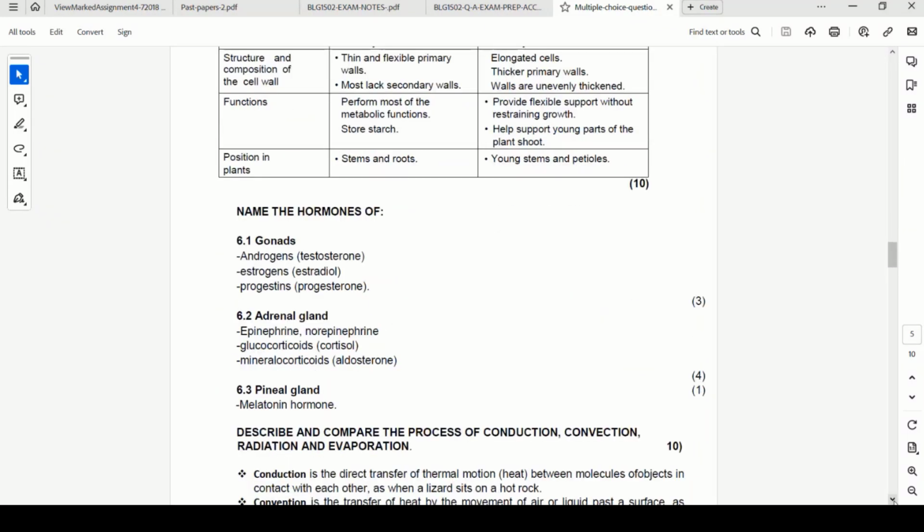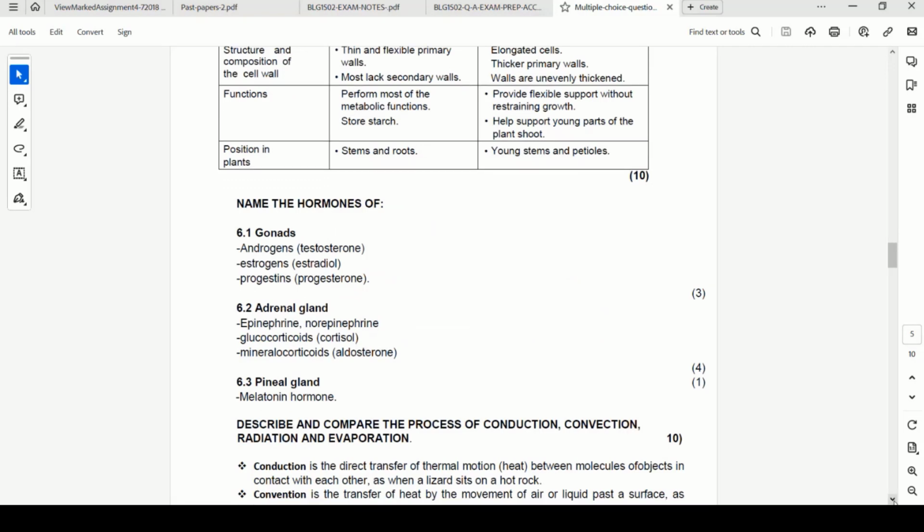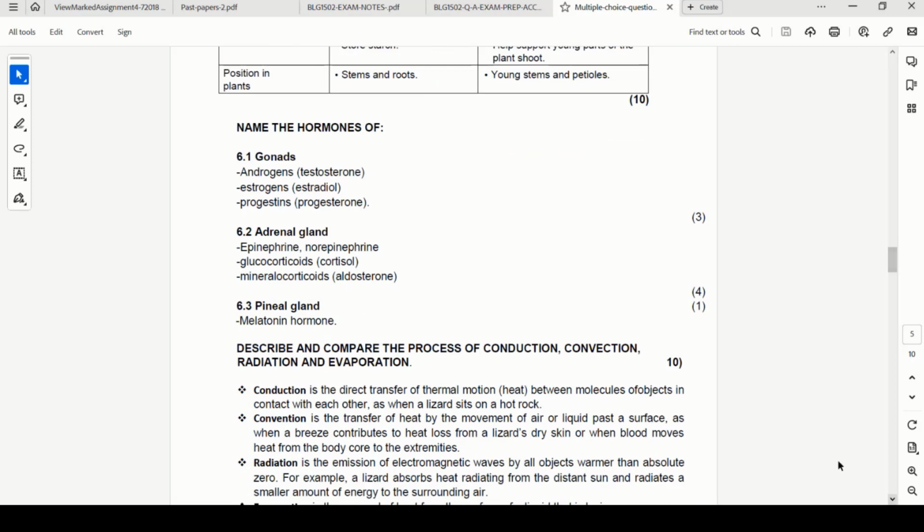Name the hormones of the gonads, adrenal gland, and pineal gland. Would there be androgens, which is a testicular one? I think we did this in the first session or the second week. Oestrogen, progestogens, and for the adrenal gland, the hormones will be the epinephrine.